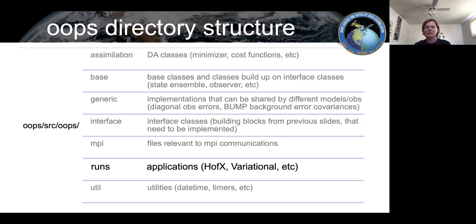And then another directory I'd like to talk about now is the directory that's called runs. And that's where all the generic applications live. So if you look inside that directory, you'll see what OOPS can do. So the examples are, there's a variational. We actually don't have a separate 3D var or 4D var application. It's called variational. And then there's the HFX application, and there are many others that you can take a look at.